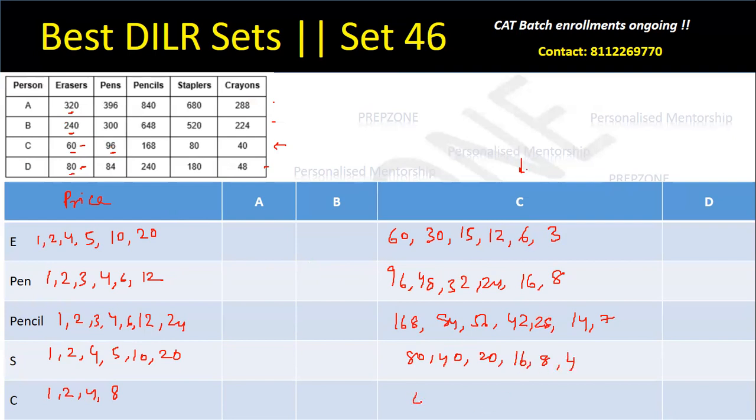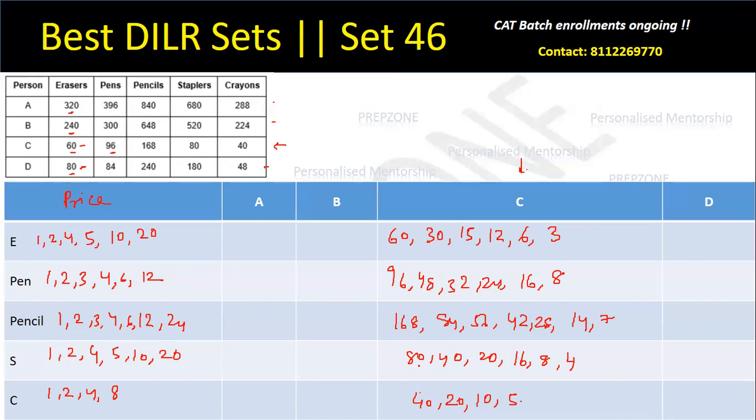Similarly इसका हो जाएगा 40, 20, 10 and 5, right? So let's start with this because यहाँ पे सबसे छोटा नंबर है. Can the number of quantities of crayon bought by C be 40? अगर ये 40 होगा तो देखते हैं कि 40 plus minus 4 होना चाहिए, right?